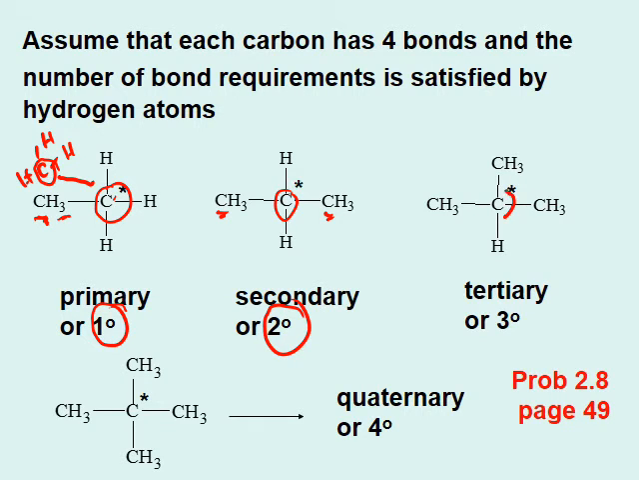In this case, this carbon is bonded to three other carbons. This is one, this is two, this is three. And that's called 3-degree or tertiary. In the next compound, carbon is bonded to four other carbons. One, two, three, four. And that's a 4-degree or quaternary.